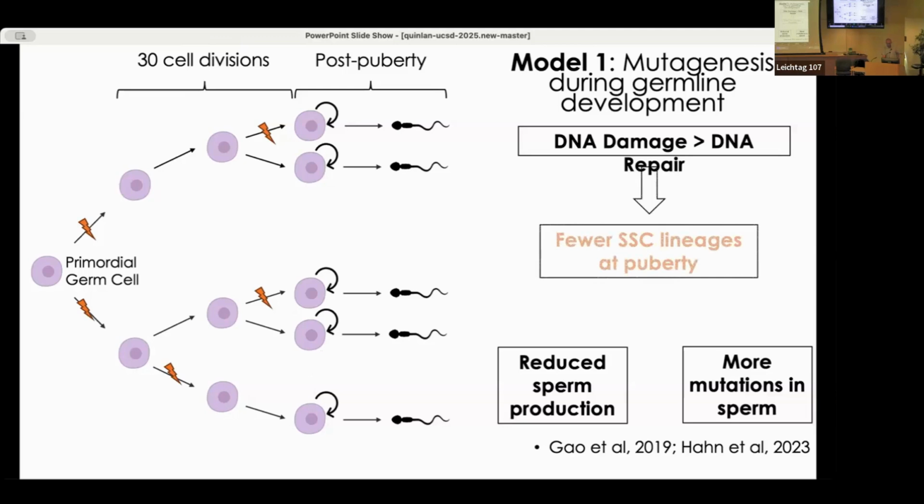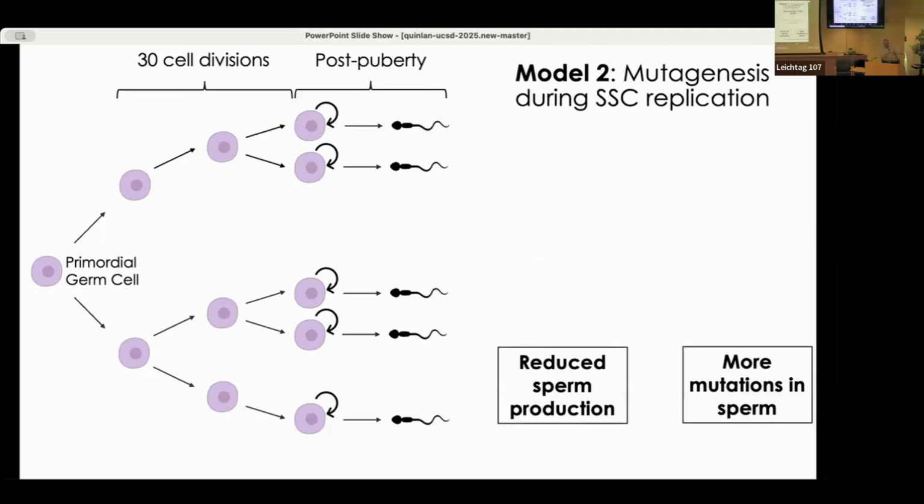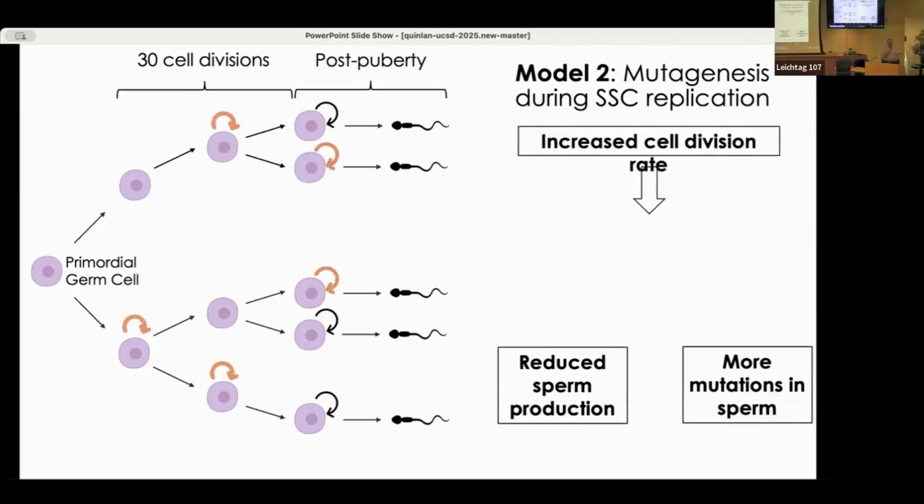So that's one model. The other model is that for the spermatogonial stem cells, there's this balance of self-renewal and differentiation. What if that balance is tipped a little bit, where in subfertile men there's more renewal than differentiation? More renewal means more cell divisions, genome replications, and accumulation of mutation, and more renewal and less differentiation means fewer sperm.